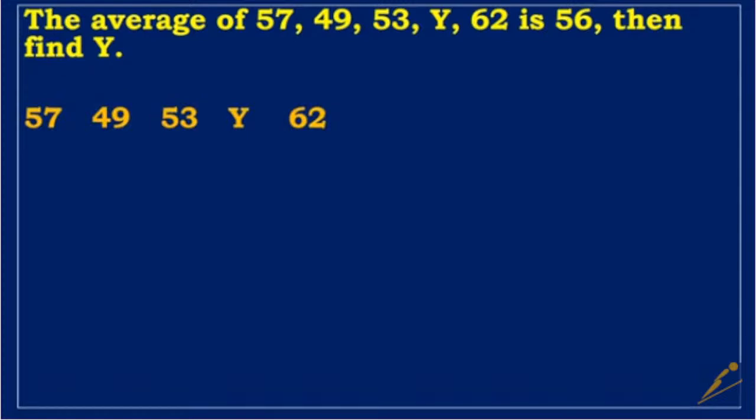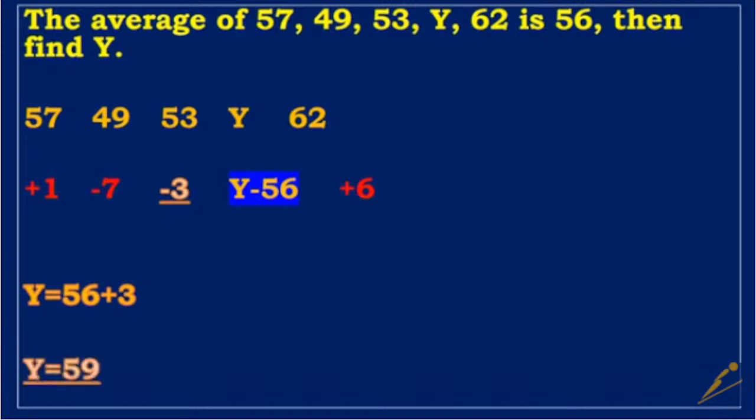For example, for the first value of 57, the deviation would be 57 minus 56, which is equal to 1. For the second value of 49, the deviation would be 49 minus 56, which equals minus 7. You would repeat this process for all the values given: 53, y, 62. The sum of the deviations of a set of values is always 0. Then, the equation becomes y equals 56 plus 3, which is 59.